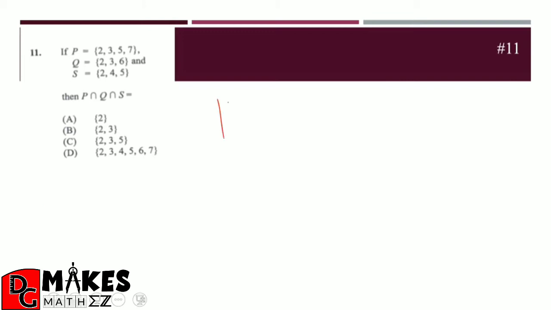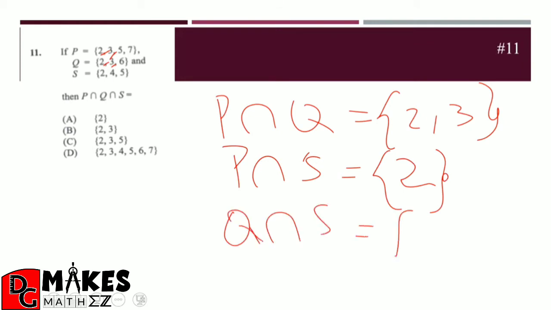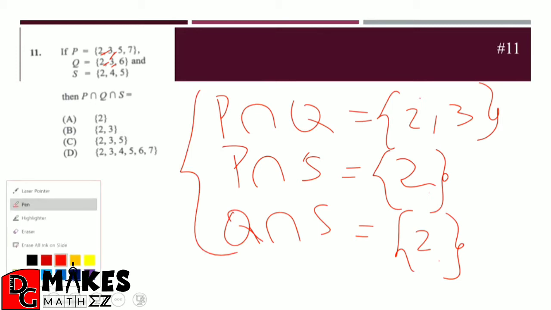And if we were asked to find, let's say, P intersect Q, we would look if there are any common elements, like 2 and 3. If we look at P intersect S, we would have the number 2 in both sets. And if we look at Q intersect S, we would again have 2 as the common element. Not that I'm telling you to do all 3 of these and then find a common element. But that was just to show what if the comparison was just between 2 sets.